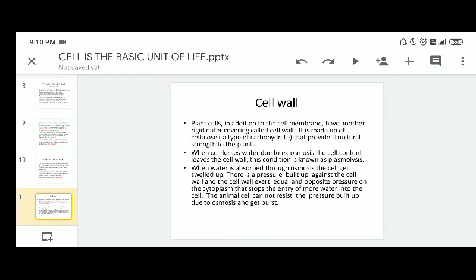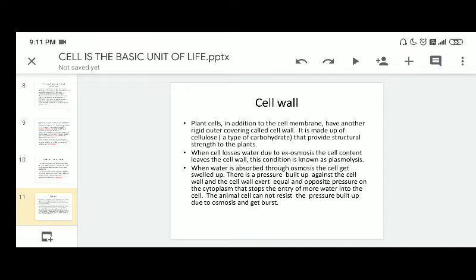When a cell loses water due to exosmosis, the cell content leaves the cell wall. That means at certain locations it detaches from the cell wall. This condition is known as plasmolysis.